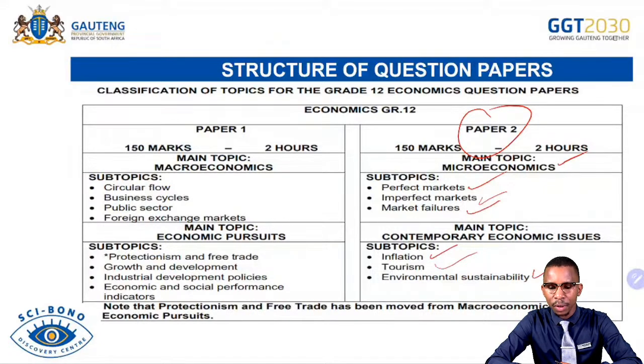And then economic issues can mainly be found in section A, as they are mixed with microeconomics. In section B, we come across economic issues in question 3, which is composed entirely of economic issues. Question 4 combines both microeconomics as well as economic issues. And then question number 6 in section C, that's where we come across the essay from contemporary economic issues.